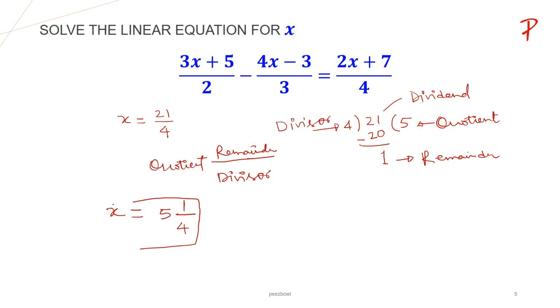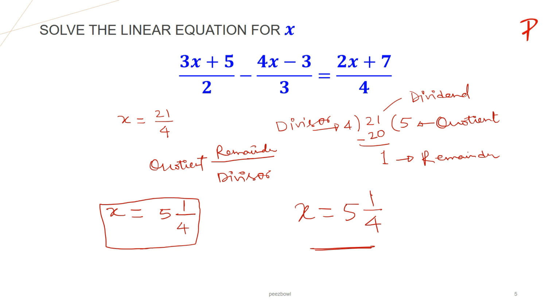This is the mixed fraction, and this is the value of x. Okay, so for this linear equation we got x is equal to 5 1 upon 4. So I hope you understood this concept, and how to find out the value of any variable. In this case we found out the value of x in a linear equation.